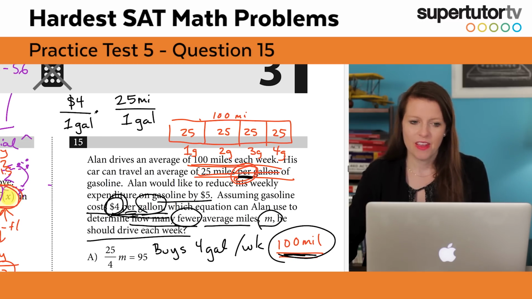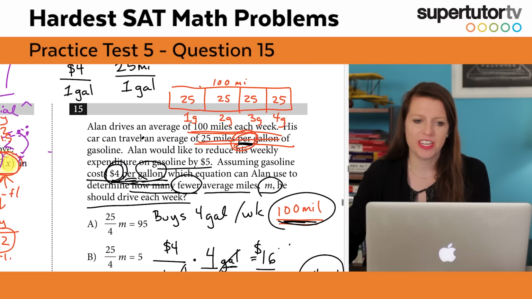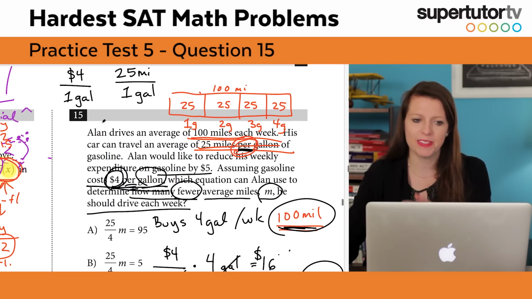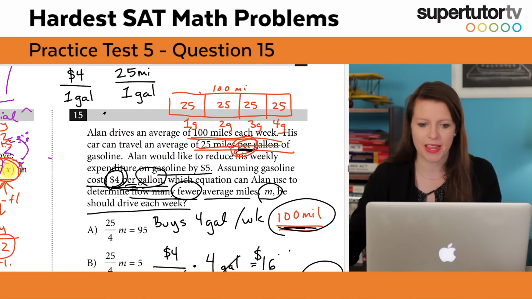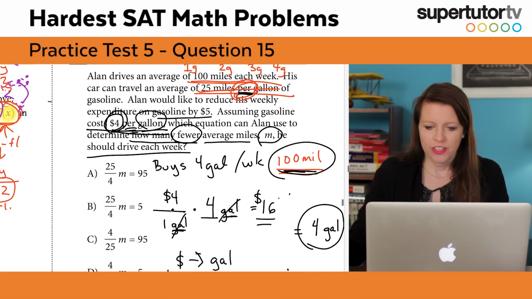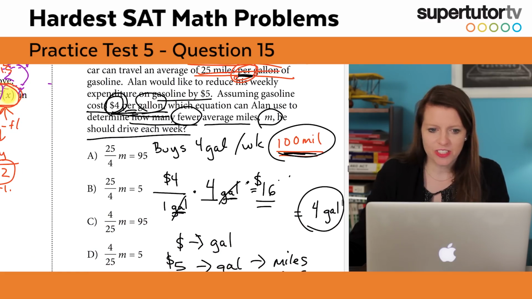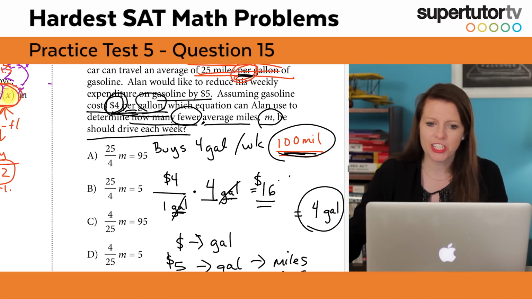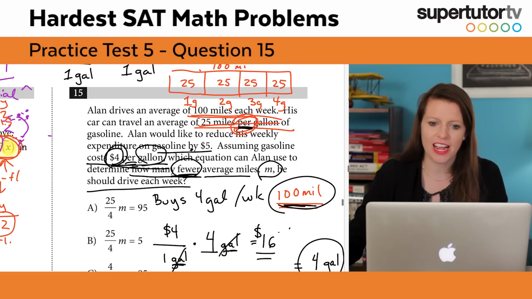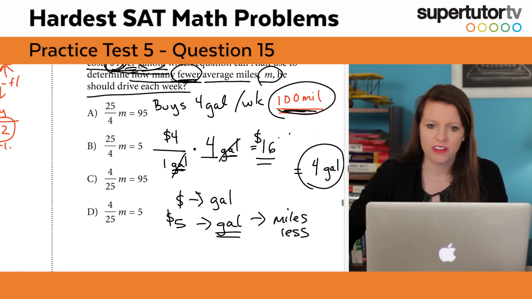Are you with me? I can write down all my conversion factors, and I'm going to play a hopscotch game of flipping these upside down to get stuff to cancel to get to my end game, okay? So I know he's spending $16 a week on gas. Assuming gas is $4 per gallon, what can he determine how many fewer average miles he should drive each week? But I actually just want to know what is his reduction. And I can do that just by using the 5, okay? So here's how we're going to do that.